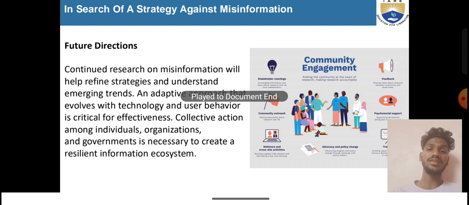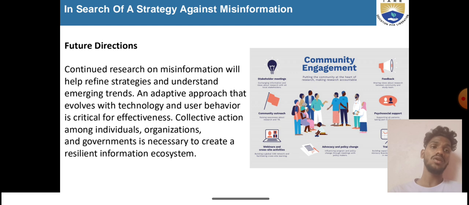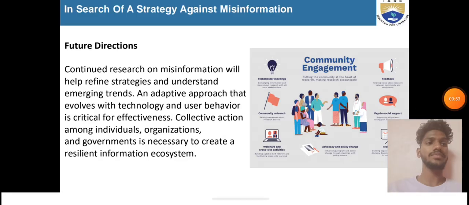Next, future directions. It is nothing but the conclusion and what further directions we have to take. Continuing research on misinformation will help to refine strategies and understand emerging trends. We will find strategies useful to reduce misinformation, and an adaptable approach that keeps up with technology and user behaviors is critical for effectiveness.